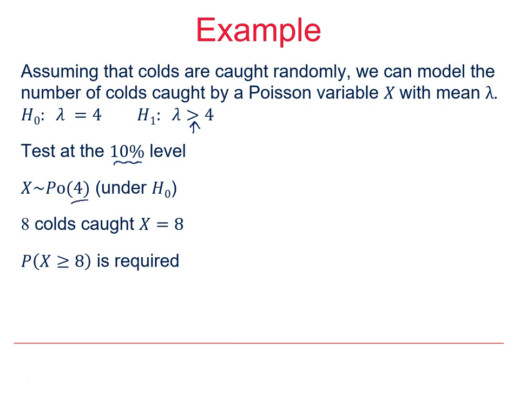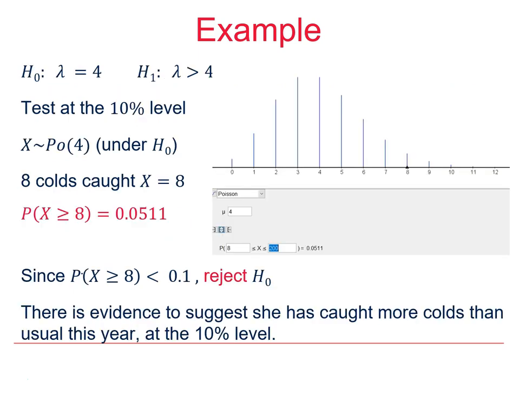With the null hypothesis, lambda equals 4. We're interested in 8 colds happening. That's much higher than normal. So we're going to be looking at the tail, which is greater than or equal to 8. And then going through the whole procedure, the probability of getting greater than or equal to 8. So we're looking at this top tail here. What's that probability? And the probability comes to 0.0511, so just over 5%.